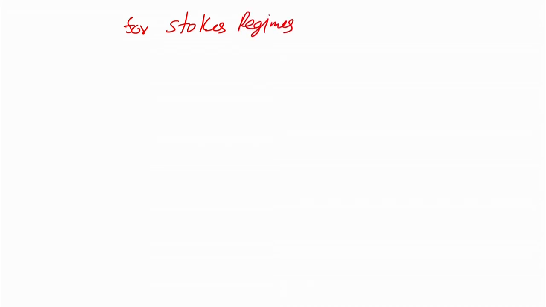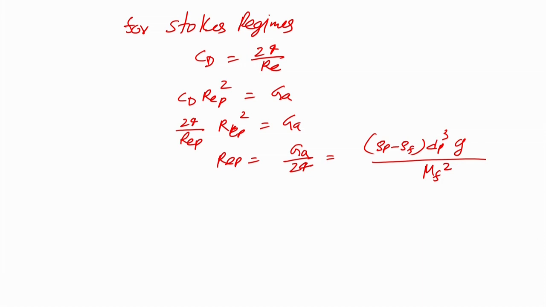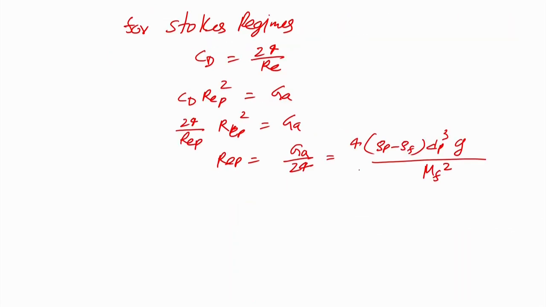We can simplify it further, and for the Stokes regime Cd will be equal to 24 upon Re. So, now Cd Rep square was equal to gA. So, we say 24 upon Rep into Rep square will be equal to gA. So, Rep will be equal to gA upon 24. Now you can open the gA, which was nothing but rho p minus rho f into dp cube into g upon mu f square. This 4 by 3 term we have included here, and this was the Galileo number.